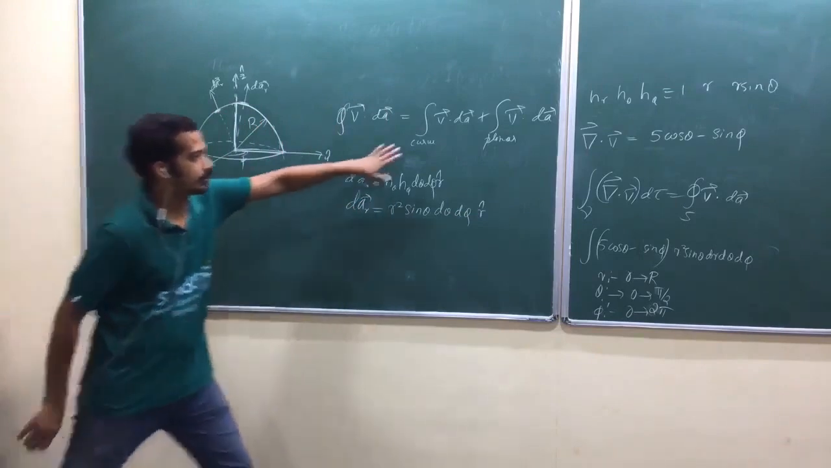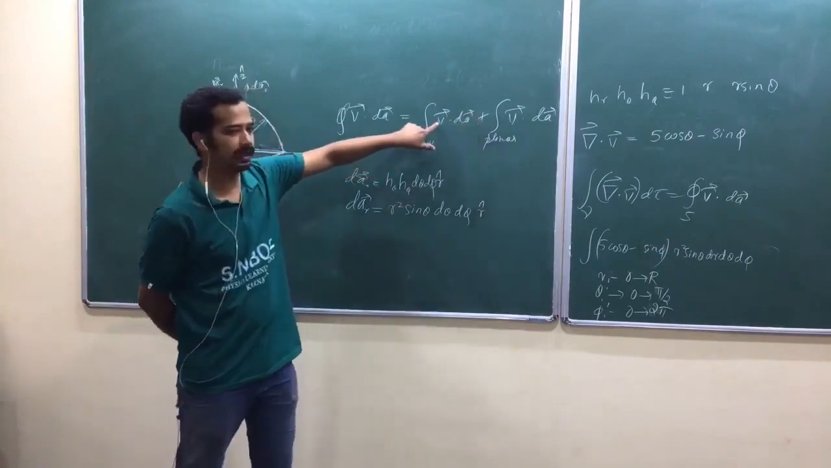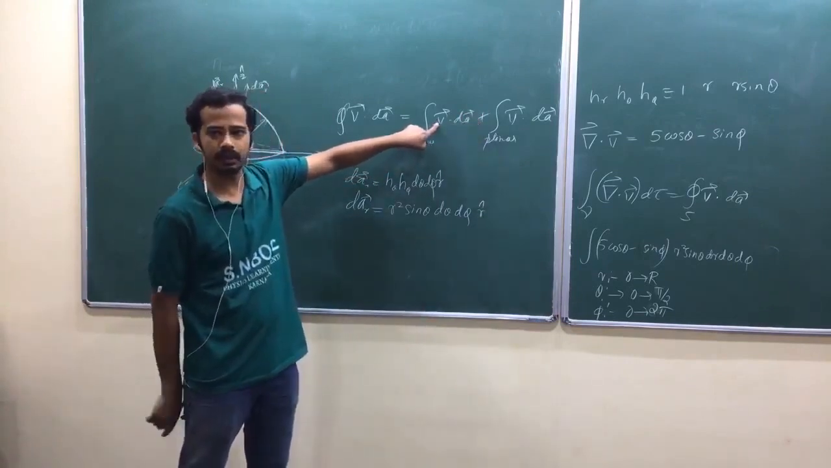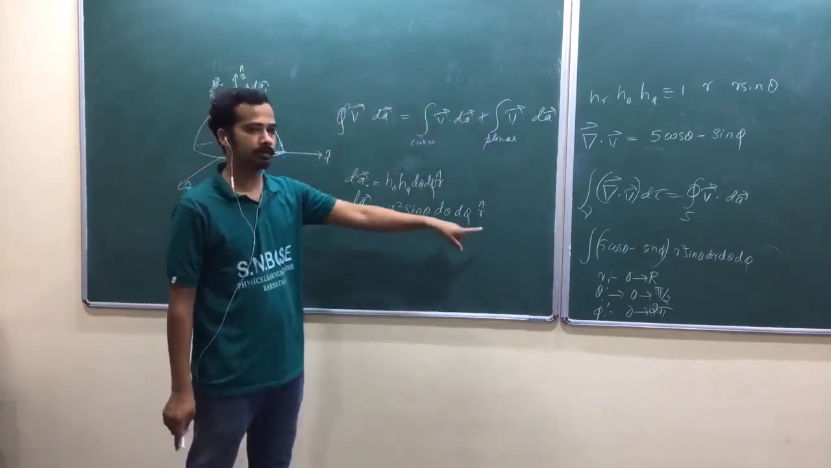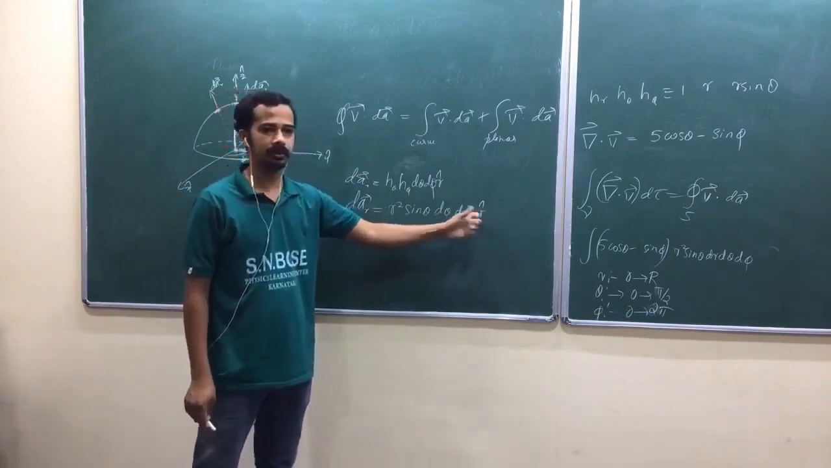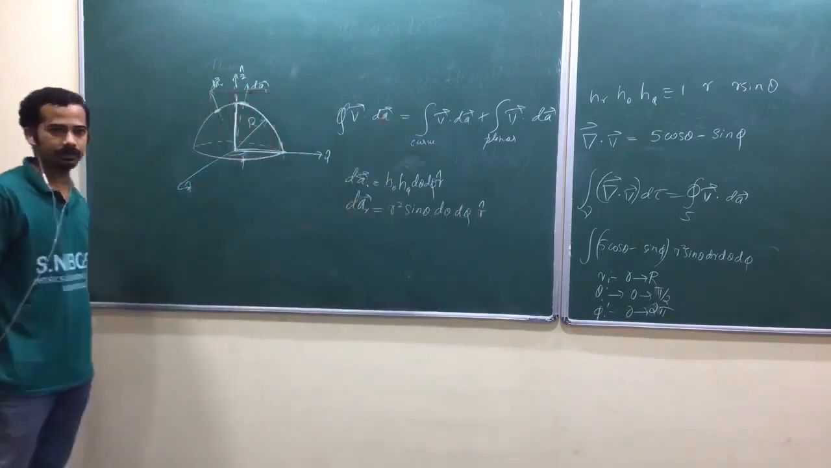So now that is for curved surface integral. You got dA vector. You already have a vector field. Just take a dot product. Only r cap component will remain when you take a dot product.